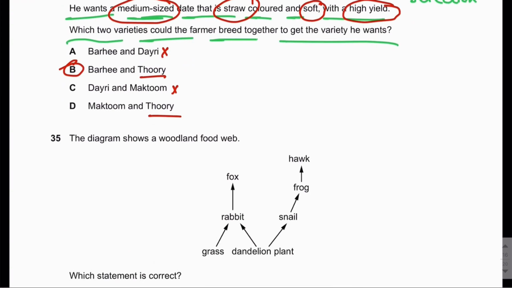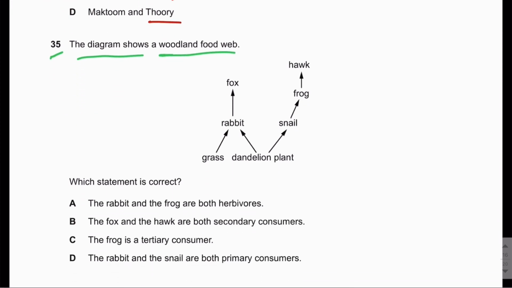Let's move on to MCQ number 35. The diagram shows a woodland food web. Which statement is correct? The rabbit and the frog are both herbivores. So guys, rabbit is the herbivore because it is feeding on the grass, but the frog is not a herbivore because it is feeding on a snail, it's a carnivore, right? So this is wrong. The fox and hawk are both secondary consumers.